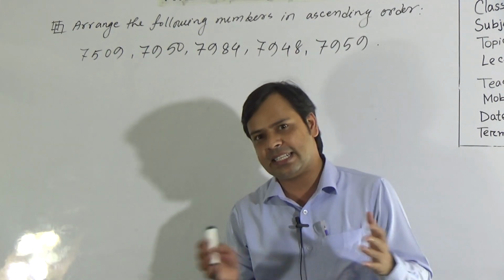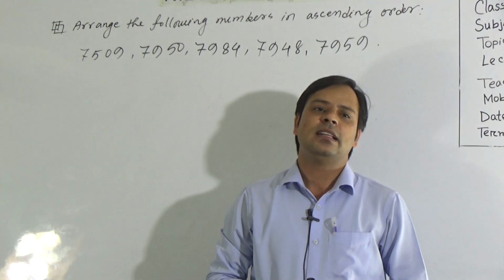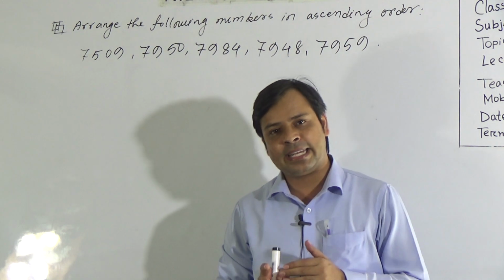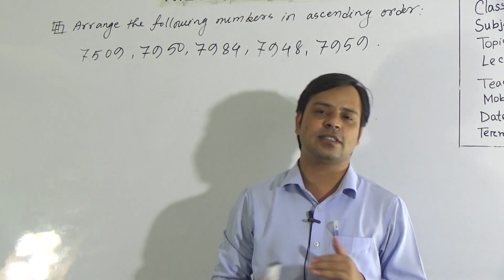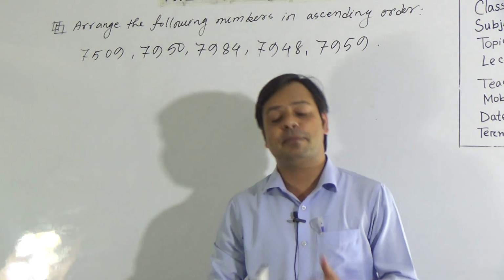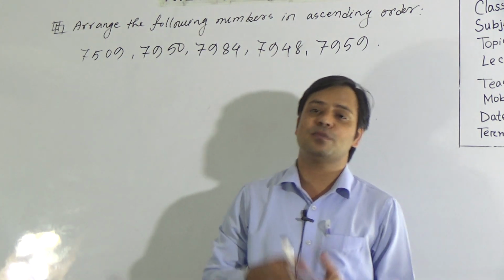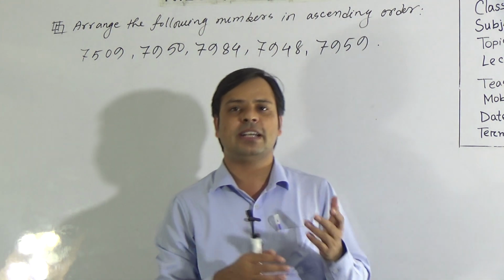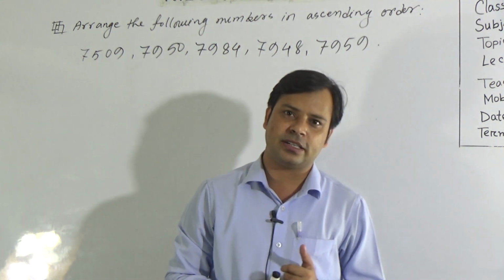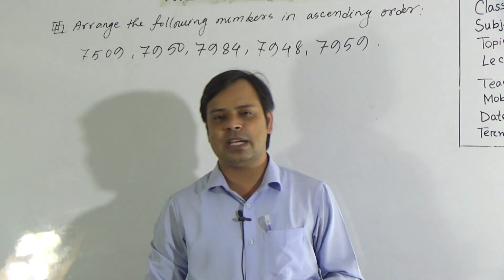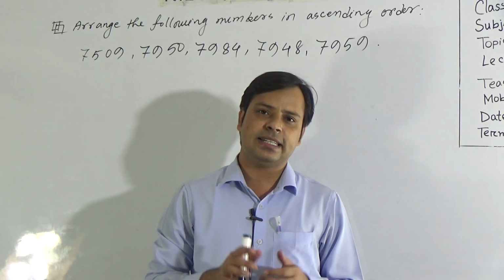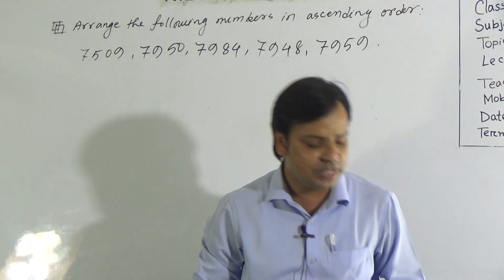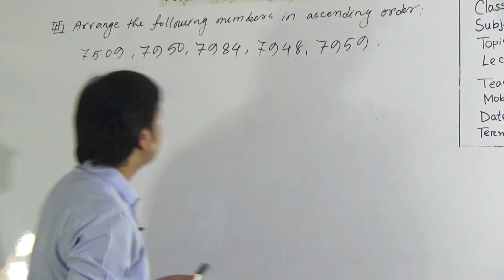Dear students, ascending order means the numbers arranged from smaller to larger. It means that if we write the smallest number first and then gradually larger ones, then the order is known as ascending order. So to arrange the numbers in ascending order, we have to arrange them from smaller to larger. Let us see today's question.